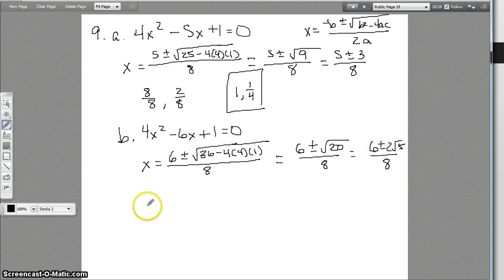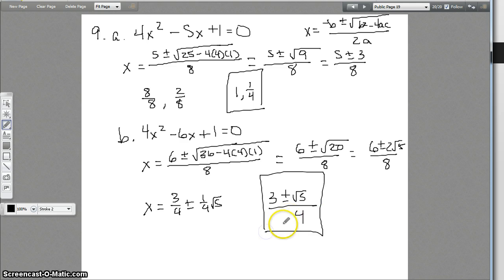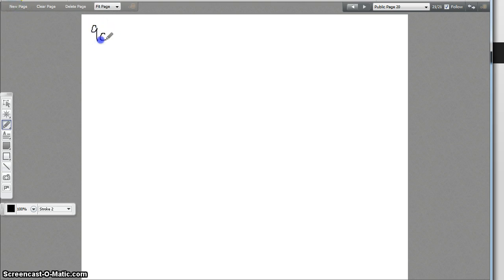That becomes 6 plus or minus 2 square root 5 over 8. And then we can simplify that to x is equal to 3/4 plus or minus 1/4 of the square root of 5. Or we could leave it all as one fraction and say 3 plus or minus square root 5 all over 4. Either way, those are our two possible values for x. 3 plus square root 5 over 4 or 3 minus square root 5 all over 4. So now let's look at part C.